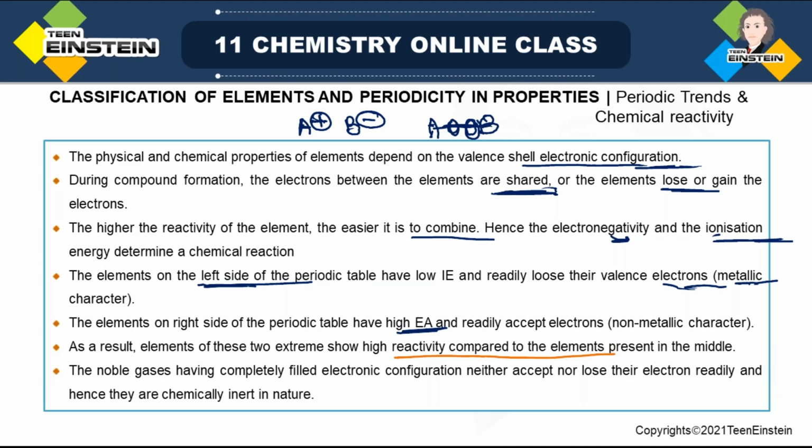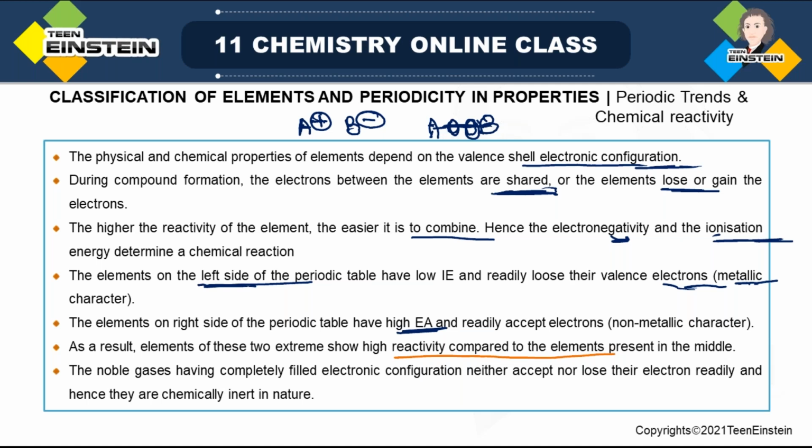Now what about noble gases? Because their configuration is completely filled, ns2 np6, there is no tendency to accept or lose electrons. So when you see any compound of a noble gas, high energy is required to make it. Otherwise it is not possible.